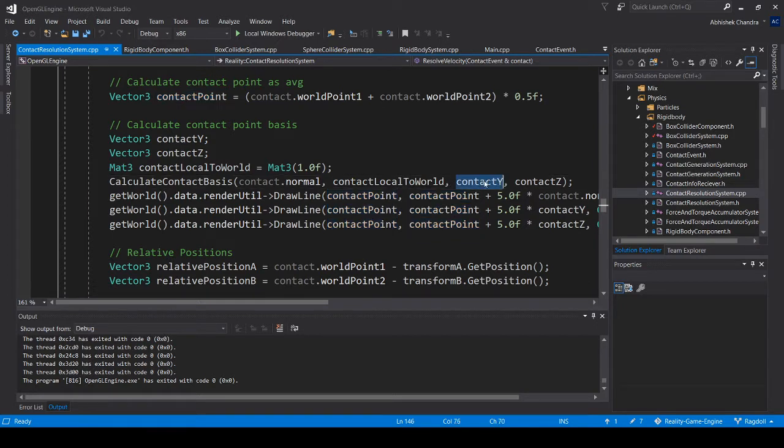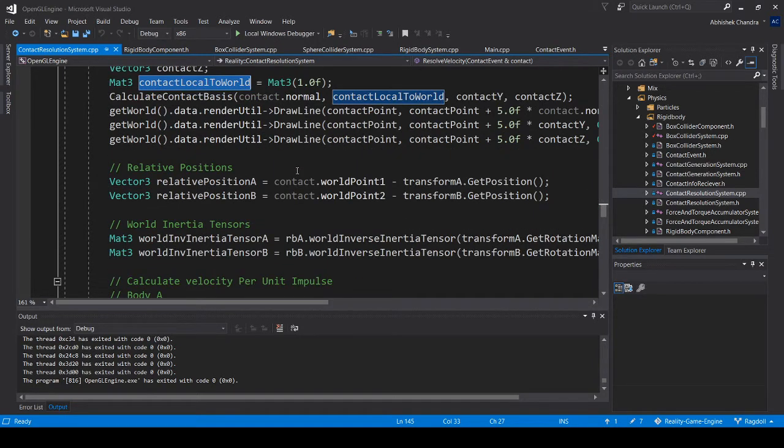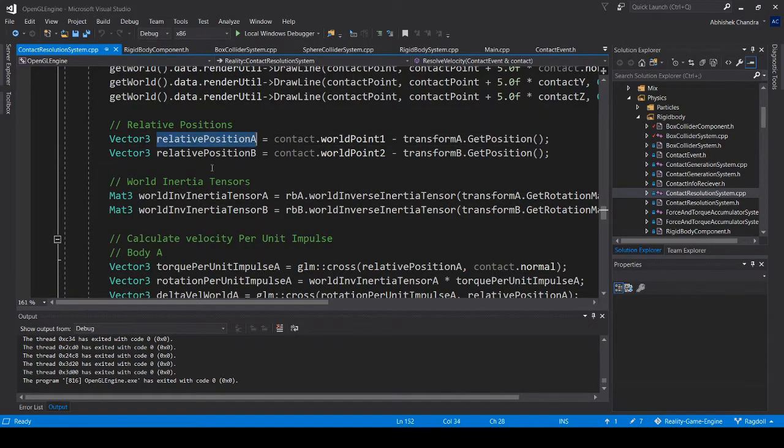We have an arbitrary y and z axis, and more importantly, a mat3, a 3x3 matrix, which is the transformation matrix from that coordinate system to world coordinates. After that, we calculate the relative positions. So that is the radius vector of each of those contact points from the corresponding object's center.